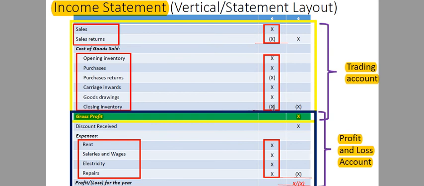Once you have found the gross profit, then you add any other incomes, which is discount received in this case, then list all your expenses, add all the expenses up in the first column, put the total in the second column, and then minus this from the number above and get the positive or the negative number, which is your profit or loss for the year. So this does the income statement for a trading business.